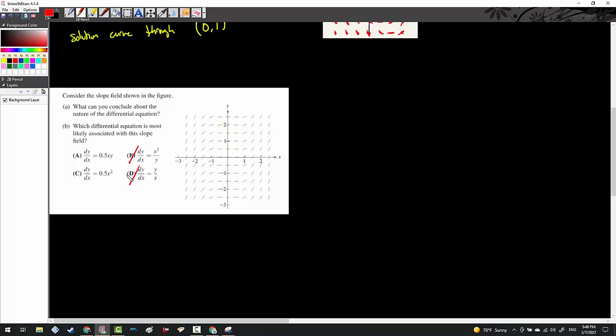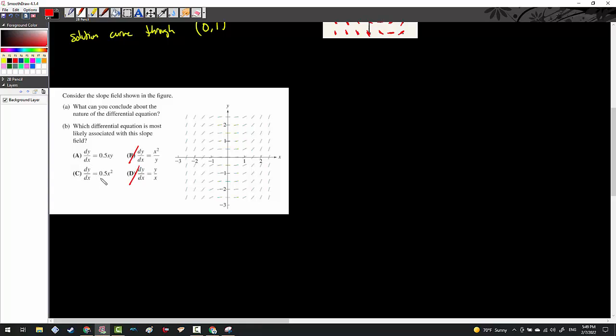D is out for the exact opposite reason. Look at where x is. x is in the denominator, which means any time your x value is 0, your slope will be undefined. That means all along the y-axis you would have blank spots because they're not filling it in, or vertical lines because they want to define them as being undefined. But that's simply not the case. We actually have zeros here, completely flat along this area. So that boils it down to A versus C.